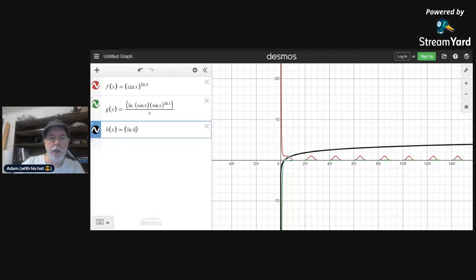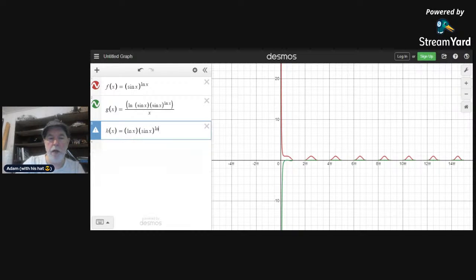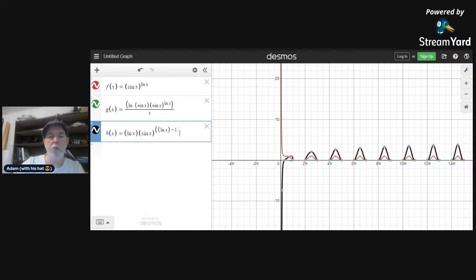Okay. Times sine of x to the power of log of, okay, this is where we want to make sure that we get this all right. Log of x minus 1. I sure hope this works. I do have it written down someplace where it does work. Okay, and all of that gets multiplied by the cosine of x.